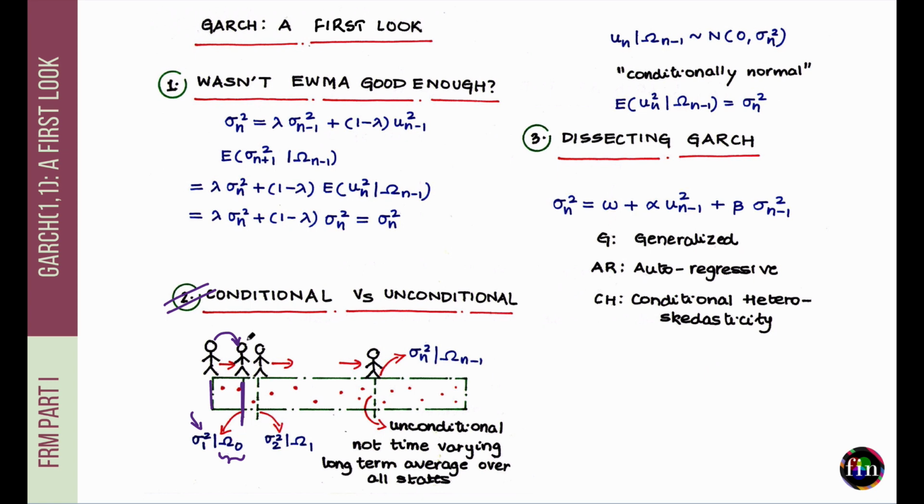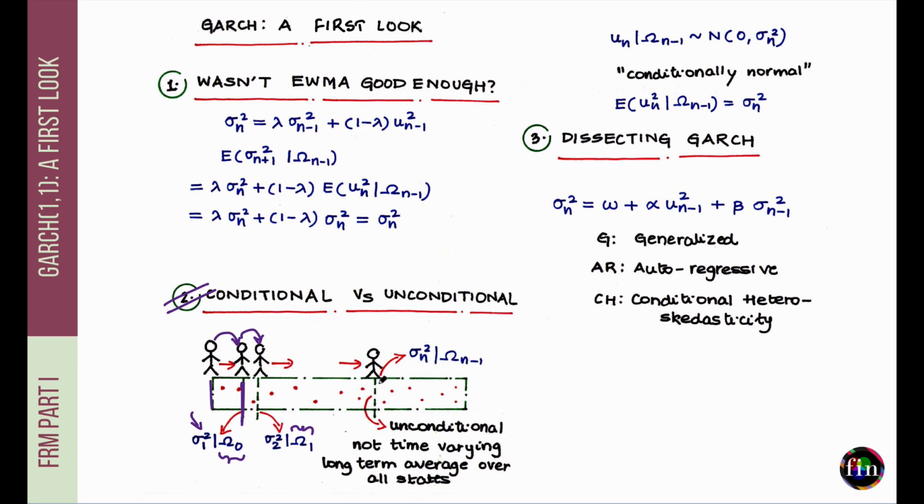Let's say I move slightly further ahead. At this point, I re-estimate my variance. I call it sigma 2 squared because it's estimated as of time slice 2, given or conditional upon the information which is available till this time. That information is captured in the information set capital omega 1.